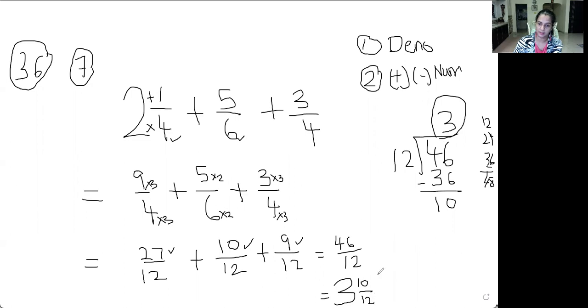Now remember, 10 over 12 has to be simplified. All answers in fraction, step 3 is to always simplify all your answers. So 10 divided by 2 and 12 divided by 2. What you do at the top, you also do at the bottom. So this becomes 3, 5 over 6. And that's your answer. This is how you add 3 fractions with different denominators.